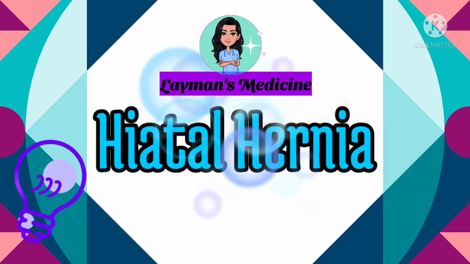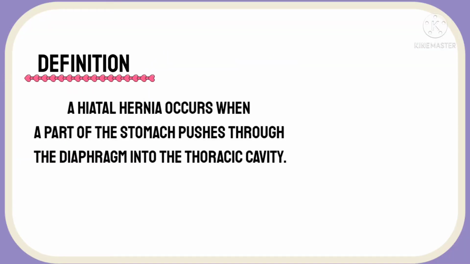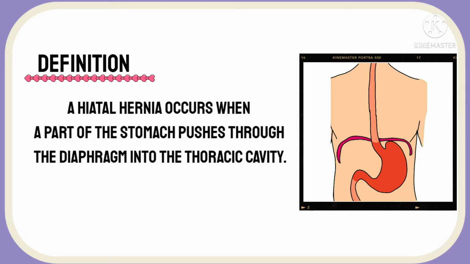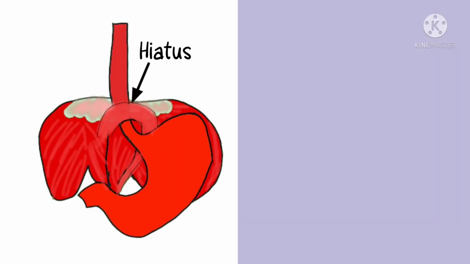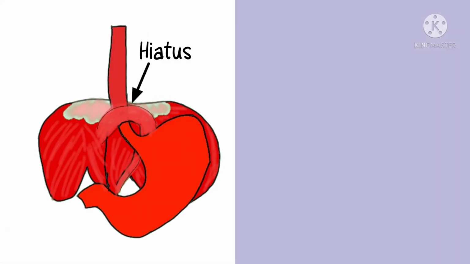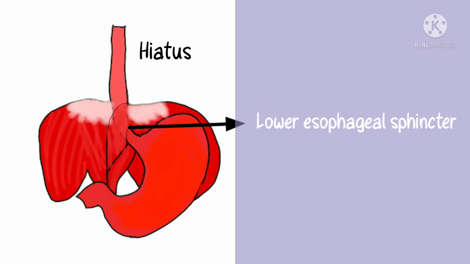Hiatal hernia. A hiatal hernia occurs when a part of the stomach pushes through the diaphragm and into the thoracic cavity. Now, normally, the esophagus lies above the diaphragm and the stomach lies below it. And the esophagus actually meets the stomach through a small opening in the diaphragm, which is called the hiatus. This hiatus, or opening, encircles tightly around the lower esophageal sphincter.